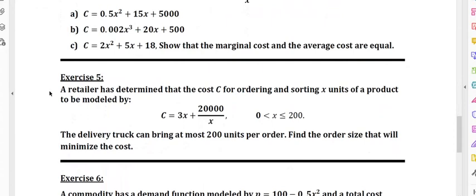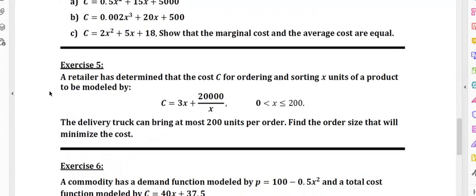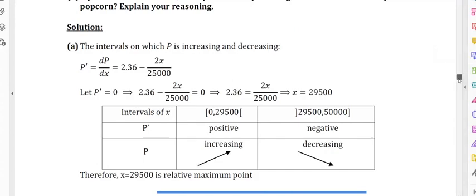Let's move to exercise 5, where it says the retailer has determined that the cost for ordering and storing x units of a product is modeled, whatever the context or the details are, in general we have the model for the total cost and its working domain. The delivery truck can bring at most 200 units per order, and this was told here. Find the order size that will minimize the cost. The requirement here is to minimize the cost, hence we will be working in the model of the cost or in the cost equation. So we will derive, let's move to exercise 5.